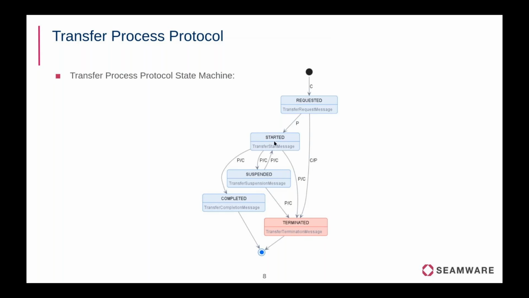When we're in state started, the actual data exchange can happen, and then both sides, provider and consumer, can suspend or complete the process or even terminate it. Suspend is the only state where you can get back into a started state. So suspend is essentially hitting the pause button and wanting to continue our data exchange at a later point in time. When we're in state completed or terminated, the transfer process itself is finished, and we should start a new transfer process if we want to exchange data again.